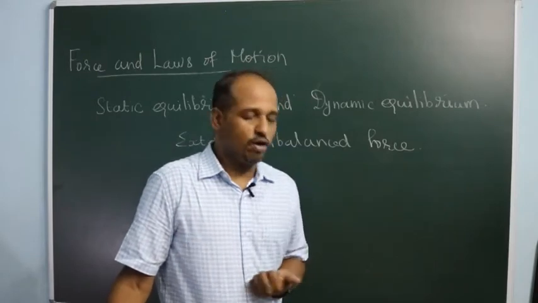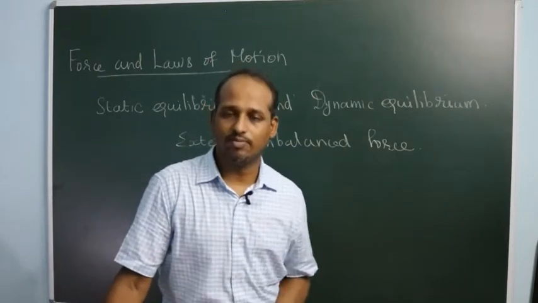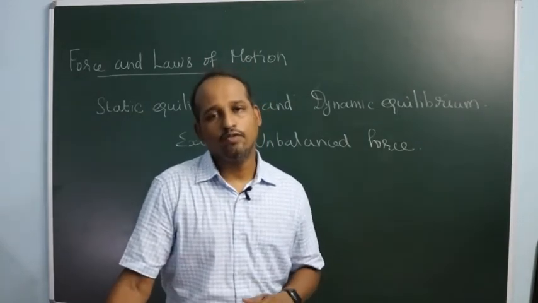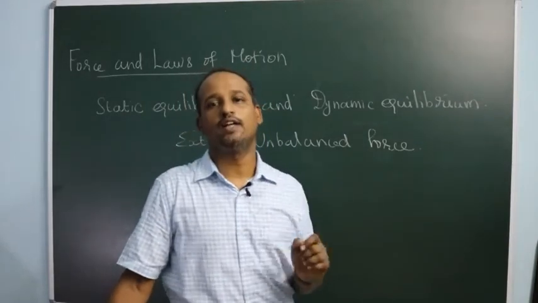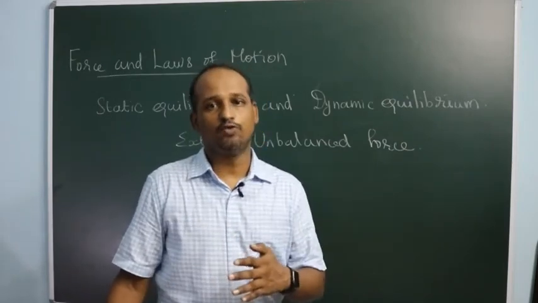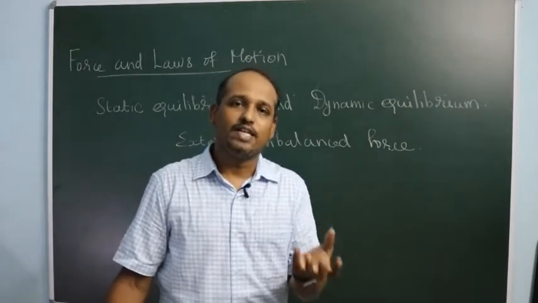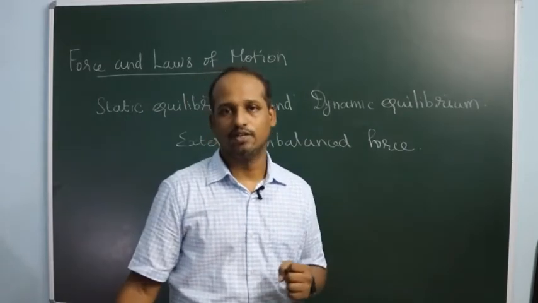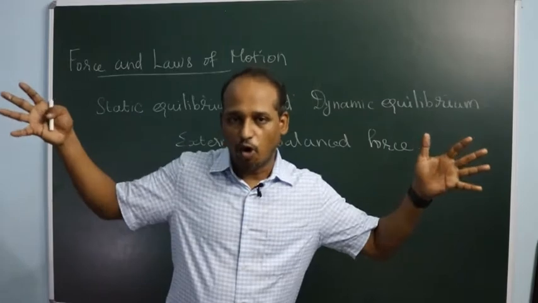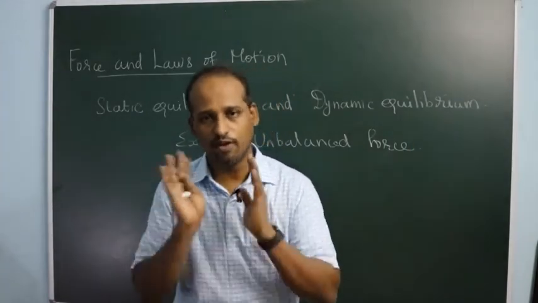So far we talked about two states of an object and two types of forces, and we also have come to a conclusion that we need an external unbalanced force to bring about change of state in an object. So that was what Newton did. He actually put all those things together in the form of a law.